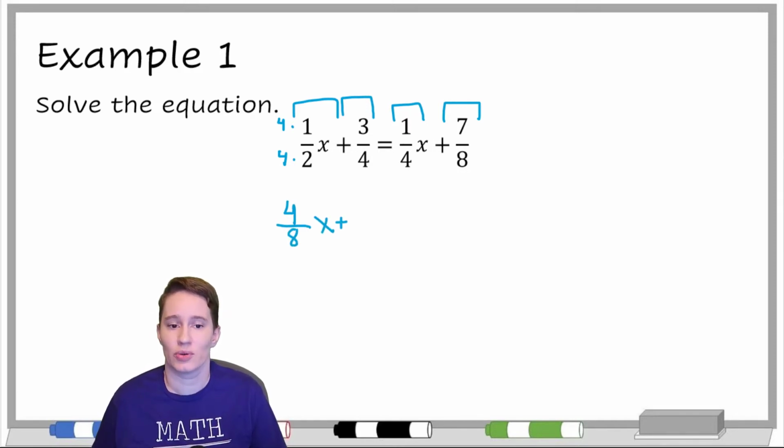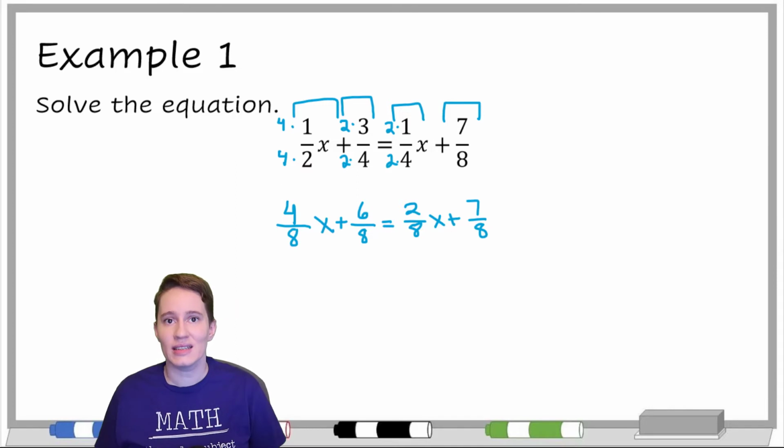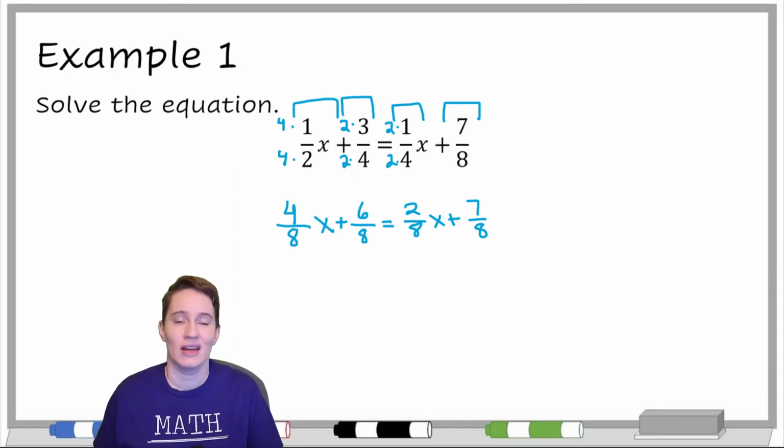How do I change this 4 to an 8? Times by 2. So that gives me 6/8. Same with this 4. I need to times by 2. You just got to make sure to change the top as well. That's one of the easiest mistakes to make. So 2/8x plus 7/8. So here is the amazing thing that we can do to make this easier.